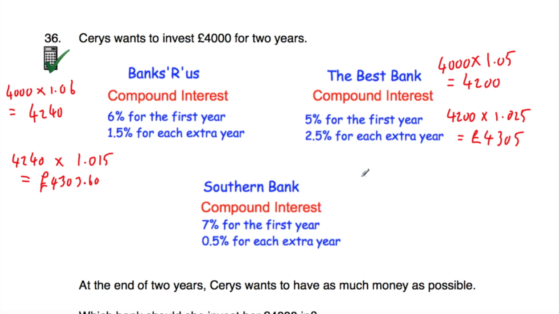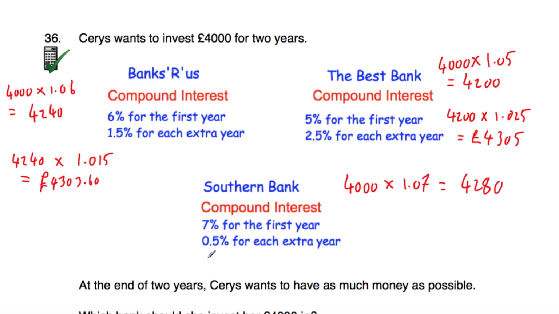Let's have a look at Southern Bank. So it pays 7% for the first year. So 4,000 multiplied by 1.07 is equal to £4,280. So that's how much you'd have in that bank after 1 year.